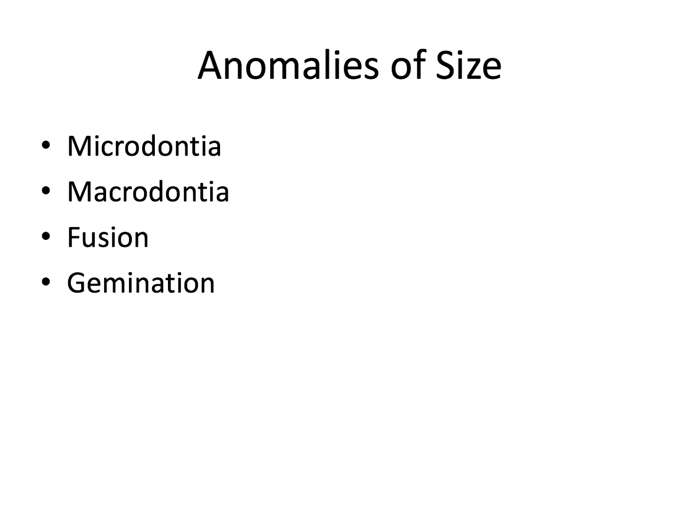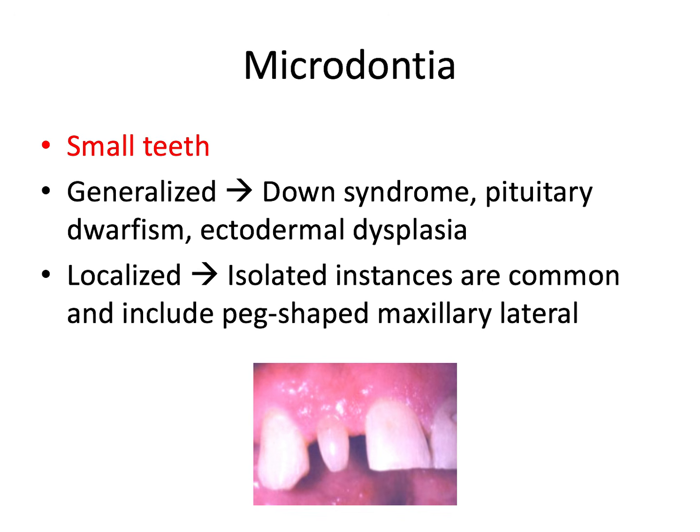All right, so now we have anomalies of size. The first 2 of these occur in a disturbance during the bell stage, whereas these 2 occur due to a disturbance in the cap stage. So we're going to start with microdontia, which simply means small teeth. And so we have 2 general forms of this. It can be a generalized form that affects all the teeth, so all of the teeth would be small. We see this in some Down syndrome patients, pituitary dwarfism, and ectodermal dysplasia.